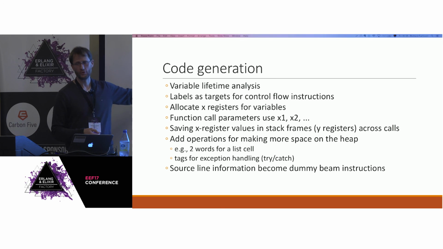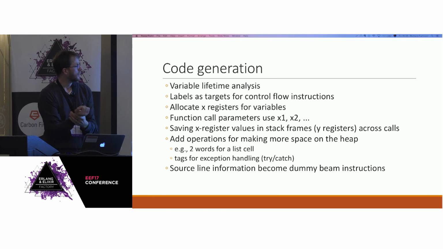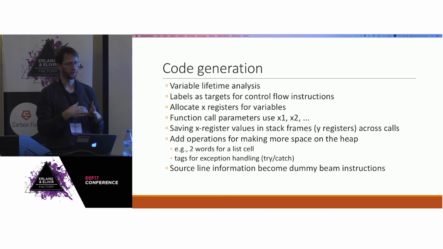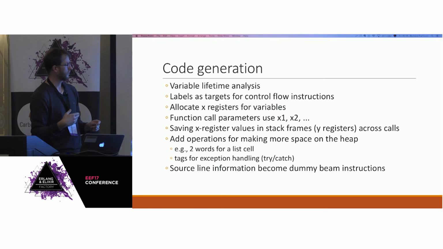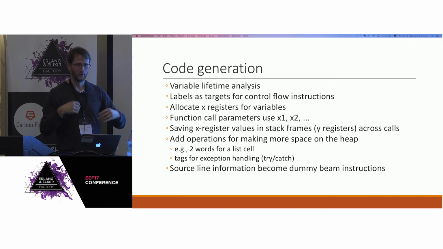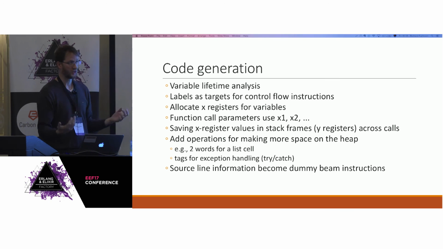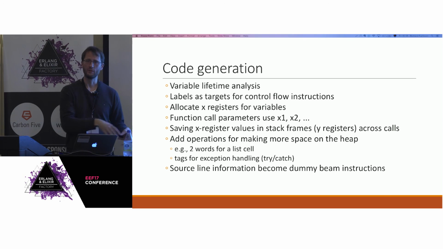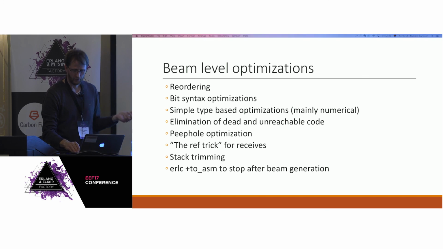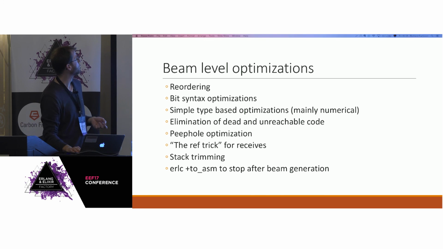And there's an operation inserted for making space on the heap, which is also kind of different from how, say, a JVM works. So whenever an Erlang program needs to create a cons cell or something, it just says, OK, I need 2 more words. Let's check if there's enough space. In that case, advance the memory pointer and do that. And if you have source line information from your original source code as annotations, then that's now inserted as dummy beam instructions, which later become moved into a table that maps operations to original source lines.